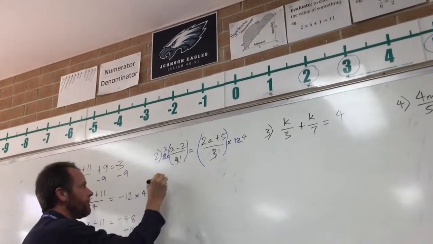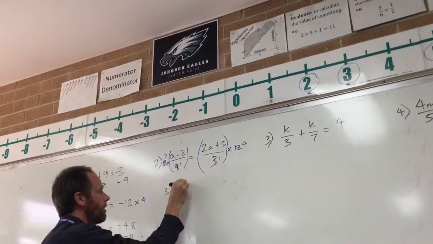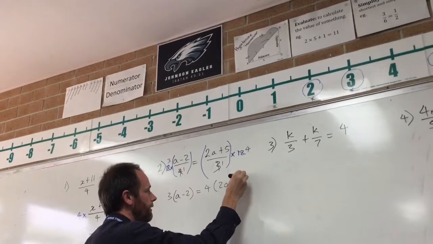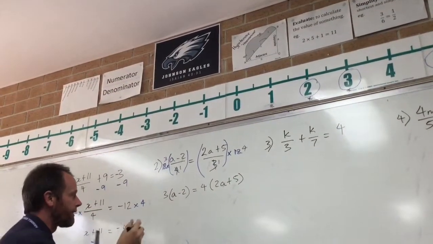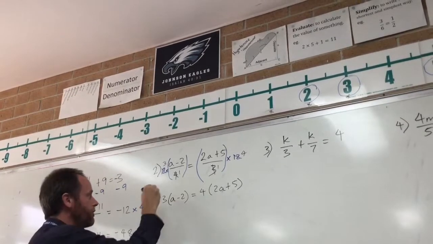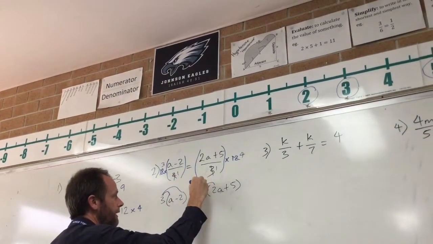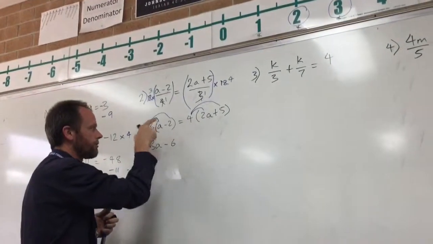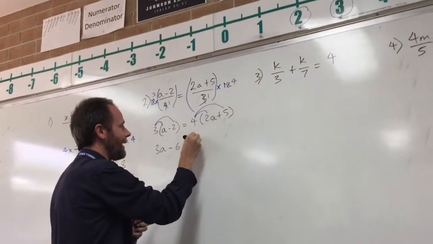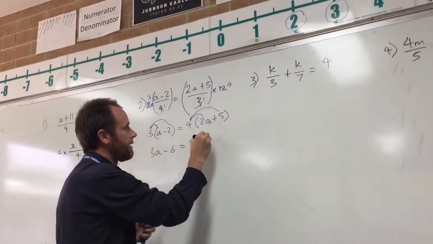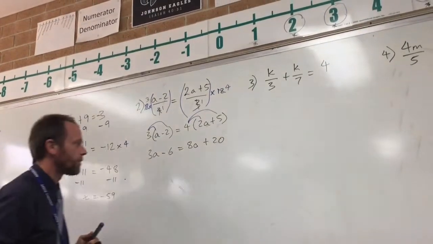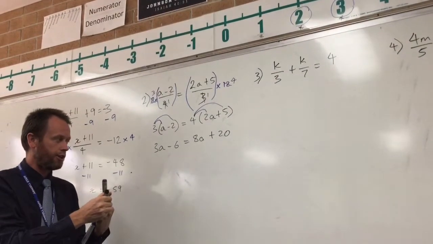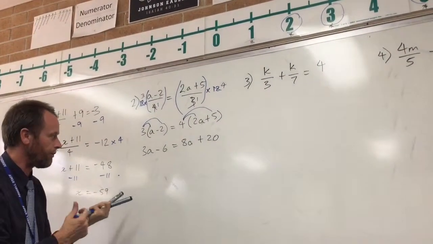So then what I'm actually doing is 3 times (a minus 2), and over here I'm doing 4 times (2a plus 5). When I work that out, as you can hopefully remember the distributive law, we multiply by each of the terms inside. So we get 3a minus 6, 3 times 2, is equal to 8a, 4 times 2a, plus 20. I've now got, like those earlier ones that we did, algebraic expressions on both sides, so I need to work forward from there.